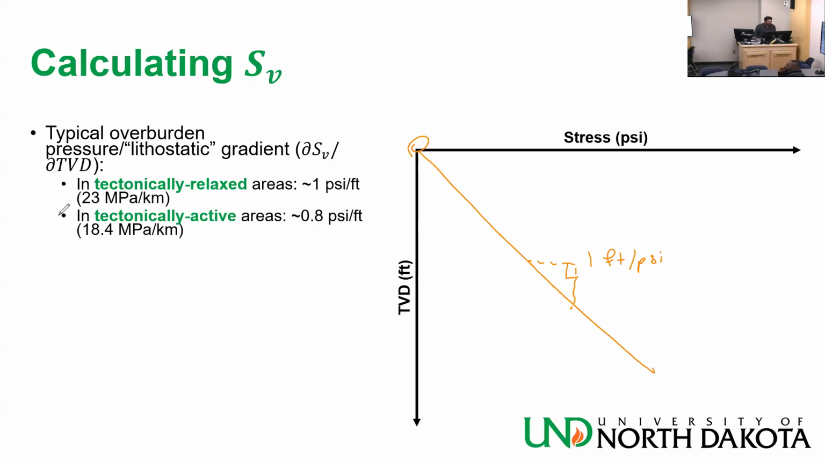Now, how about I draw a more tectonically active area, 0.8 psi per foot? How will this look? Where is it going to start from if I'm onshore? Zero. Okay, excellent. Should it be like this or like this?